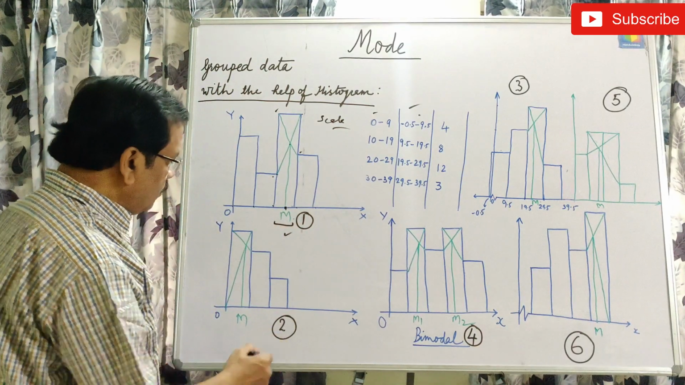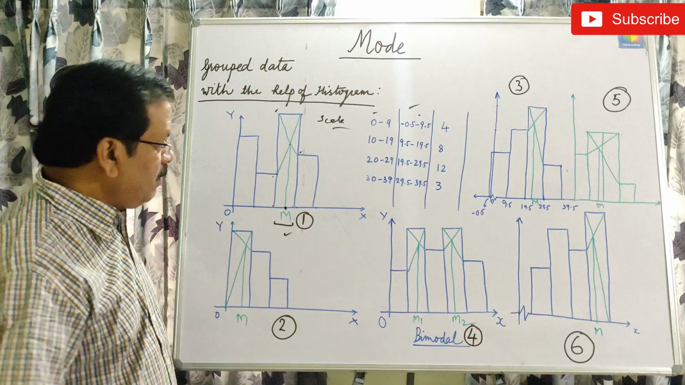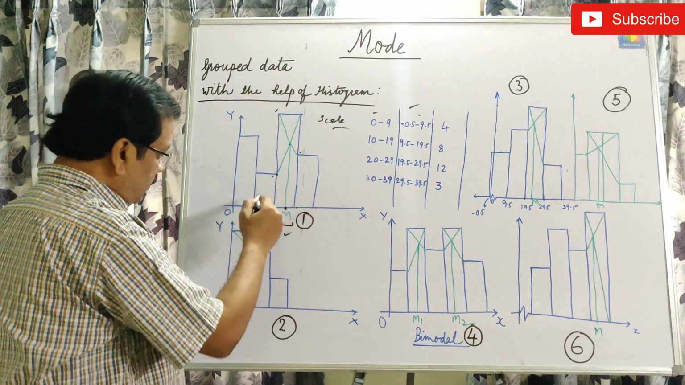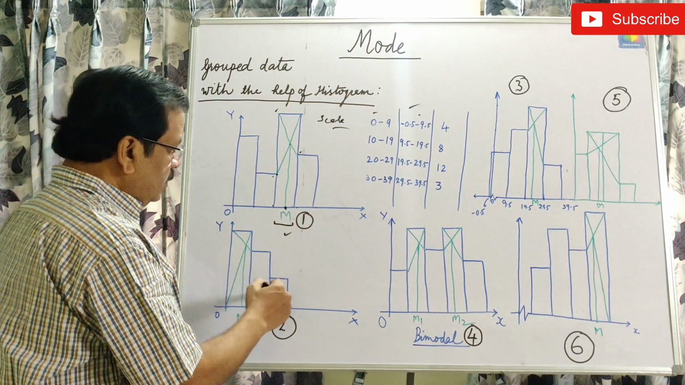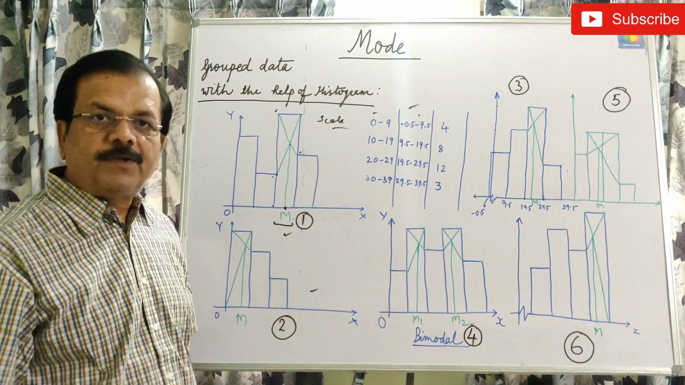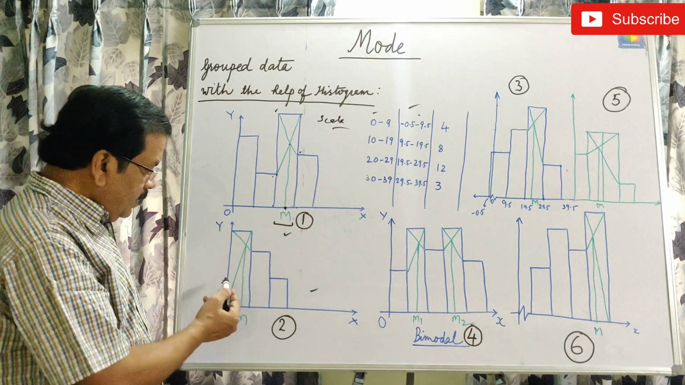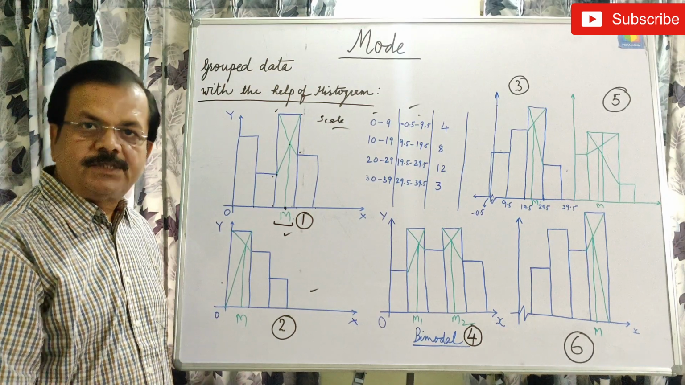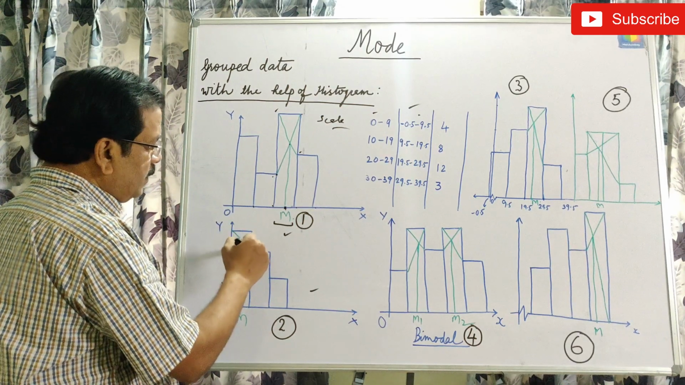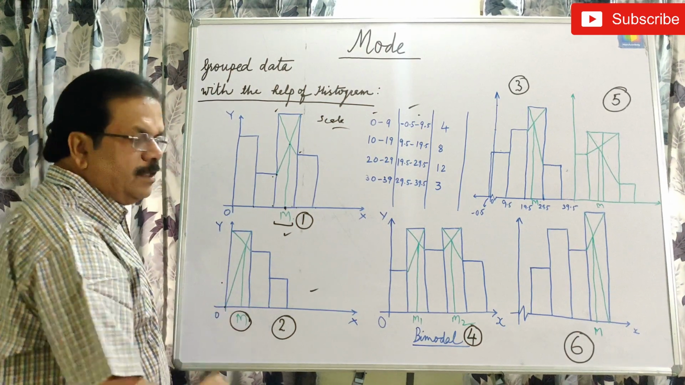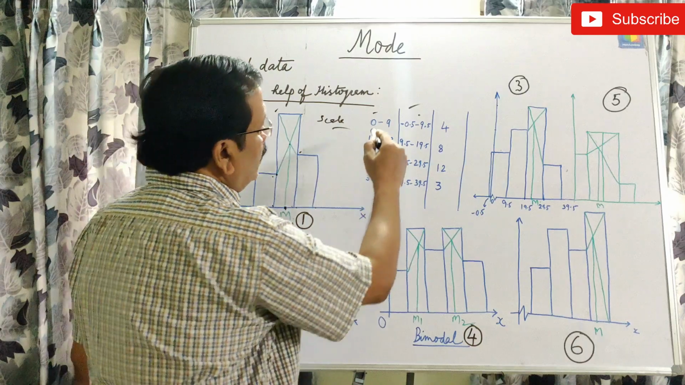Here in the second figure you can see that the first block is of maximum length, and before this there is no block. Since for the modal class, or the mode, we observe the frequencies adjacent to this block, and we are not getting any block before this, the previous one will be taken as 0. In this case the line will start from here to here, and the next one will remain as it is, and this is the mode.